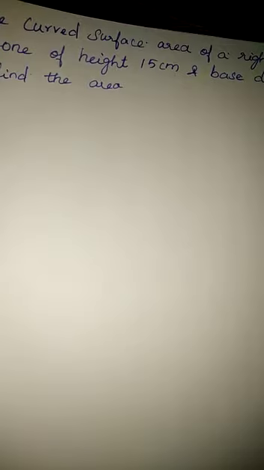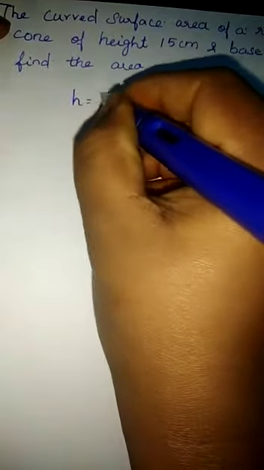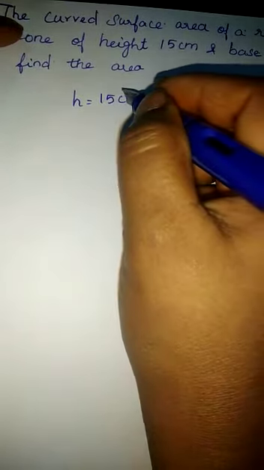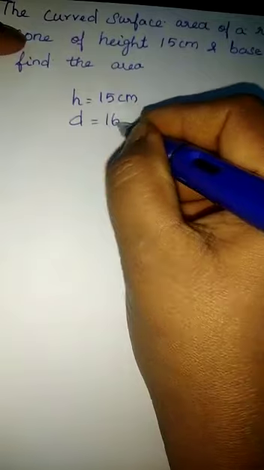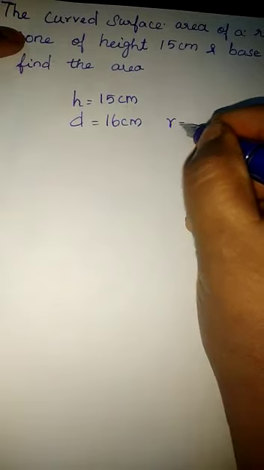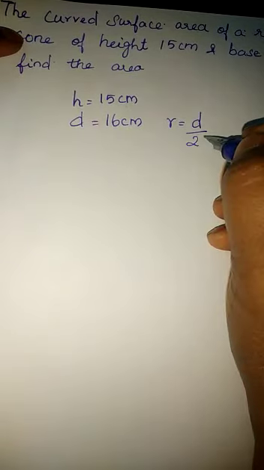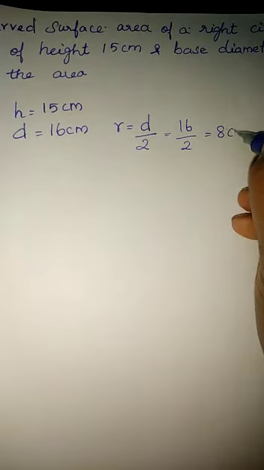The curved surface area of a right circular cone of height 15 centimeter and base diameter 16 centimeter. Find the area. Here the height is 15 centimeter and the base diameter is 16 centimeter. What we have to do to find the radius? Yes, r is equal to d divided by 2, means 16 divided by 2 gives 8 centimeter.